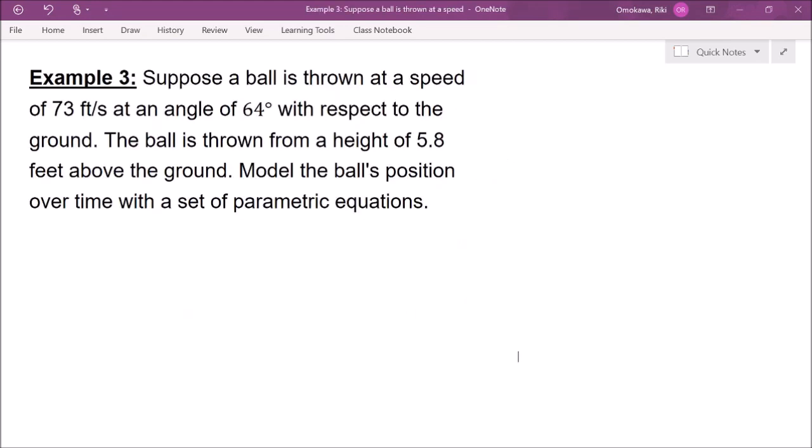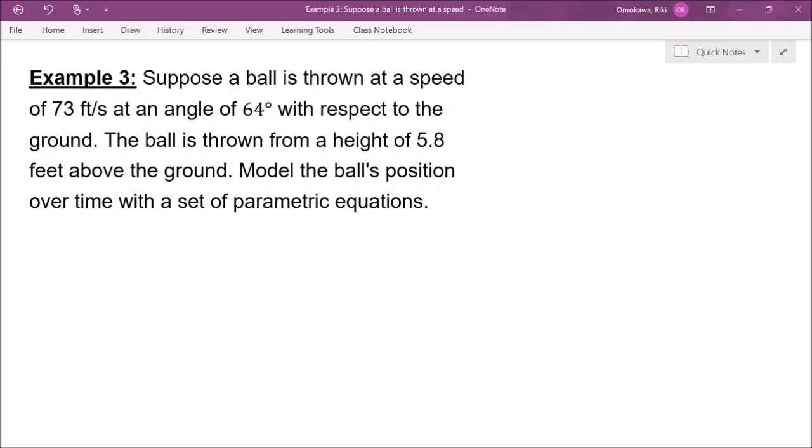So here's our example with actual numbers. It says, suppose a ball is thrown at a speed of 73 feet per second at an angle of 64 degrees with respect to the ground. The ball is thrown from a height of 5.8 feet above the ground. Model the ball's position over time with a set of parametric equations.